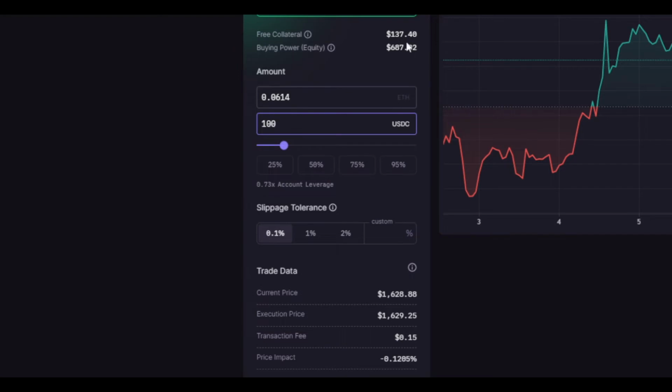So I have $137.40 in my account here. You can use up to 4.75x leverage because Rage Trade is still early. I think this can go up to potentially 10x in the future, but there's not a lot of liquidity here, and so they don't want people taking massive trades. So we'll only do 100 USDC.